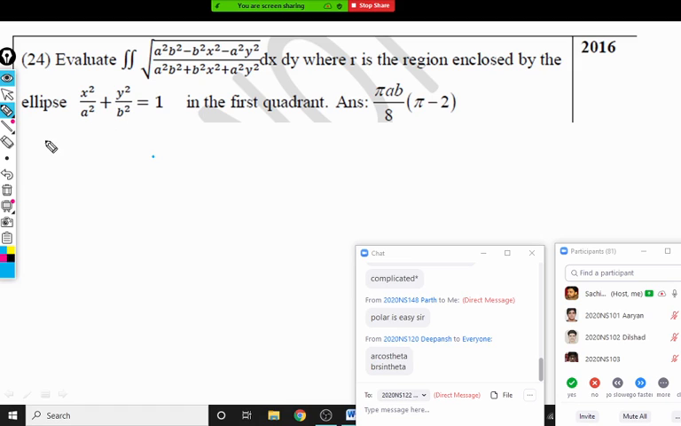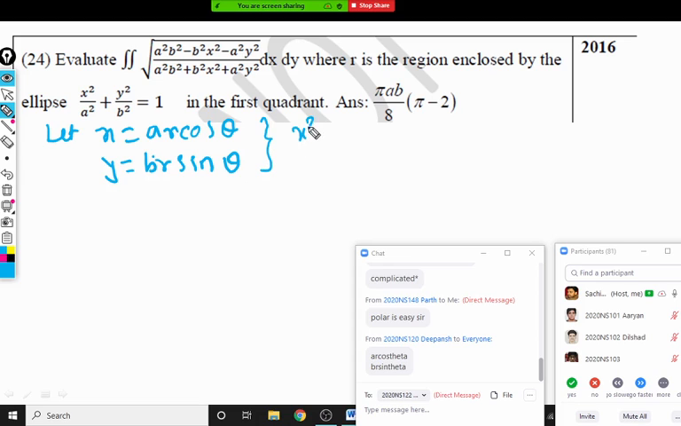First of all, it is on an ellipse, so for the transformation we use x equal to a r cos theta, y is equal to b r sin theta. By this transformation, x square upon a square plus y square upon b square is equal to 1 becomes r square is equal to 1, and that is r equal to 1. That we saw in the last example also.